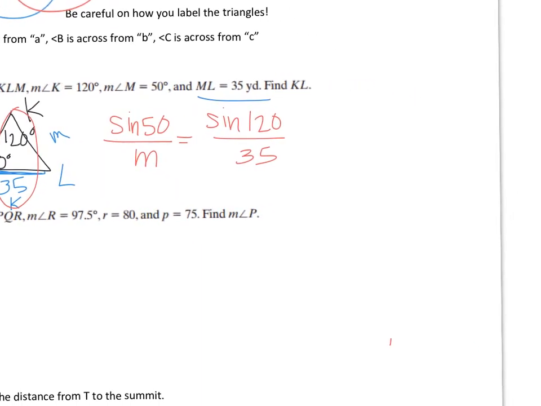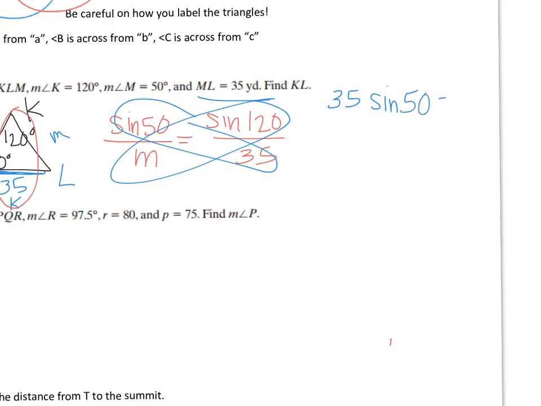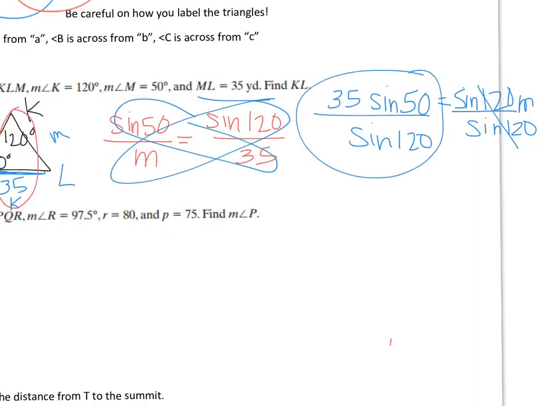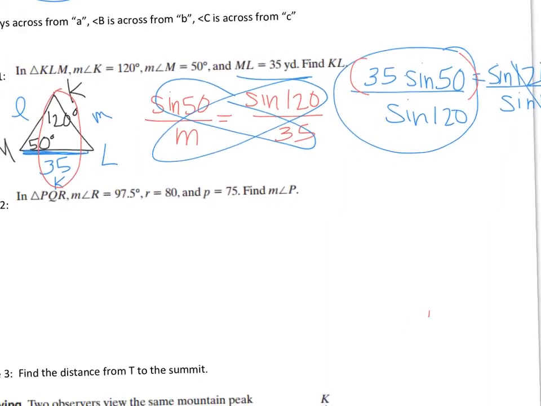Now to solve this, I have a proportion. So what I'm going to do is cross multiply. So I'm going to write 35 sine of 50 equals sine 120 times M. So this right here is just a number multiplied by M. So I'm going to divide both sides by the sine of 120. So this cancels out. So M equals all of this. So I'm going to put this in my calculator. I'm going to put the numerator in parentheses. So you get this answer in your calculator. I don't have my calculator right now.